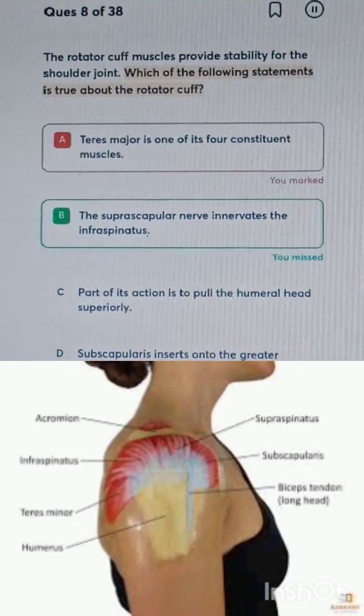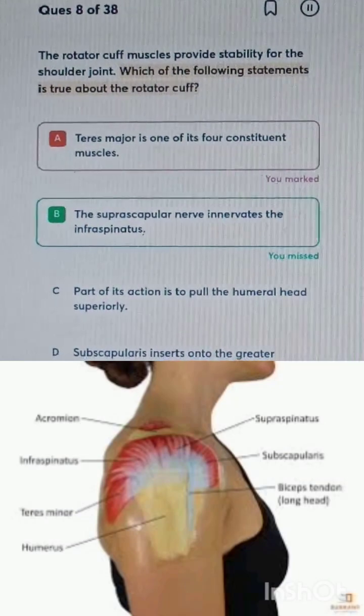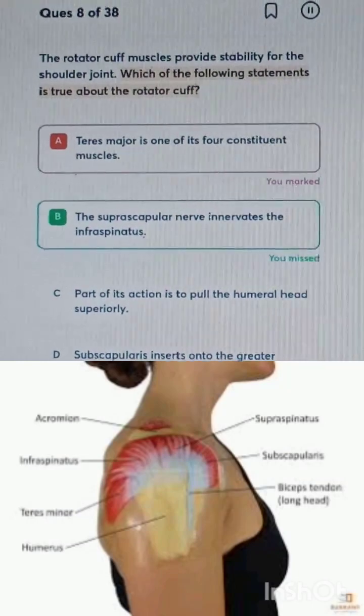Subscapularis inserts onto the greater tuberosity of the humerus. First, let us study about teres major.